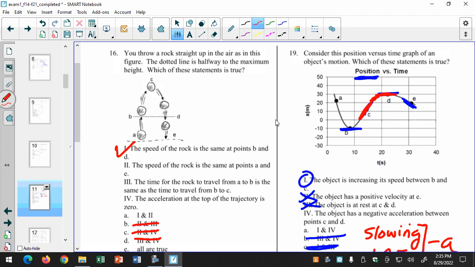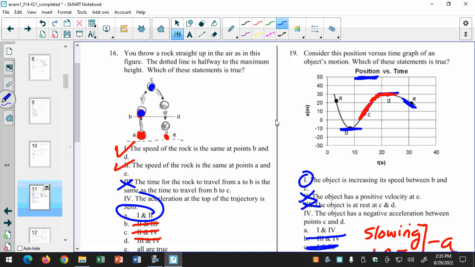I can get rid of all three of those. Now all I have to get is one negative answer and I have it. The speed of the rock is the same at points A and E. Is that true? Yeah, that's basically the same as 1. The time for the rock to travel from A to B is the same as the time to go from B to C. Ooh. So the time to go from here to here is the same as the time to go from here to here. No, that's not right. So 3 isn't right, so therefore it has to be A.